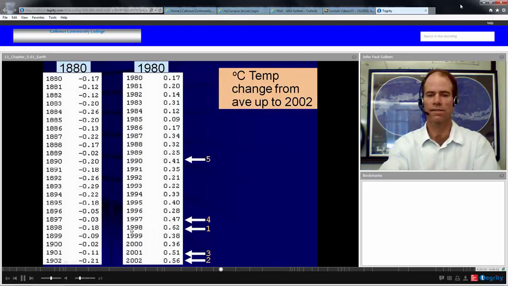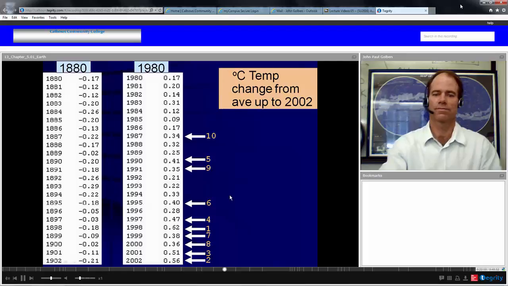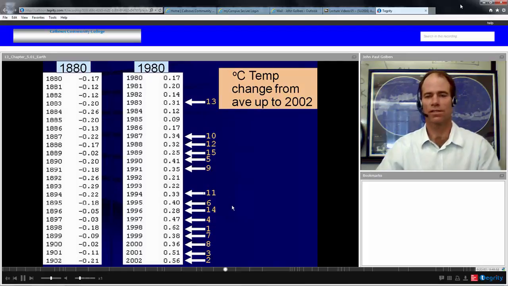So 1998 was the hottest year on record. 2002 was the second hottest on record. 2001 the third hottest, and so forth. So those were the 5 hottest years on record just prior to 2002. If we look at the next 5, those are just prior to 2002. So we have 6 through 10. And if we look at the next 5, those are just prior to 2002.